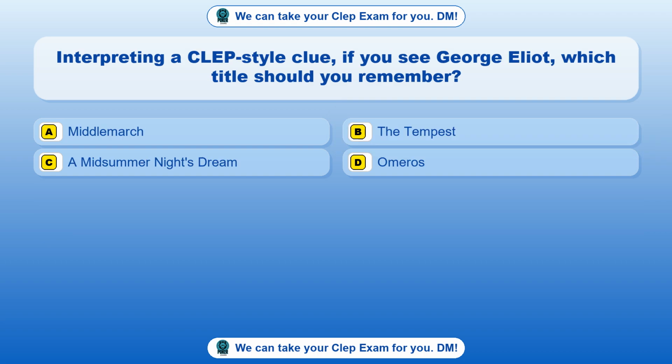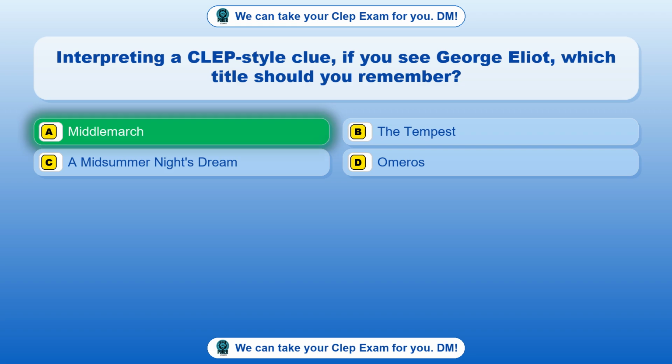Question 86. Interpreting a CLEP-style clue, if you see George Eliot, which title should you remember? Option A. Middlemarch. Option B. The Tempest. Option C. A Midsummer Night's Dream. Option D. Omeros. The correct answer is option A.